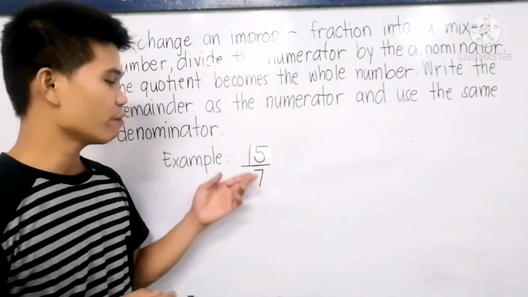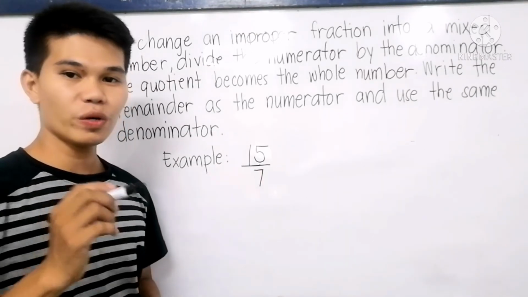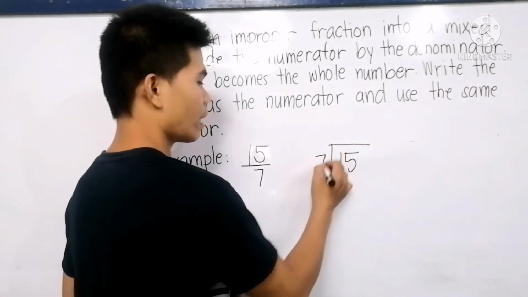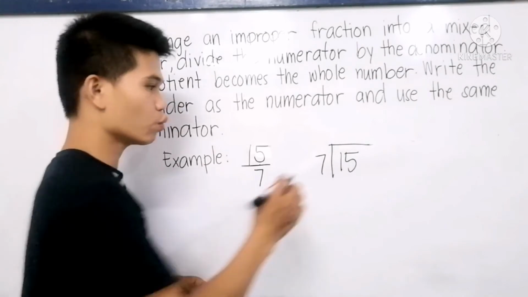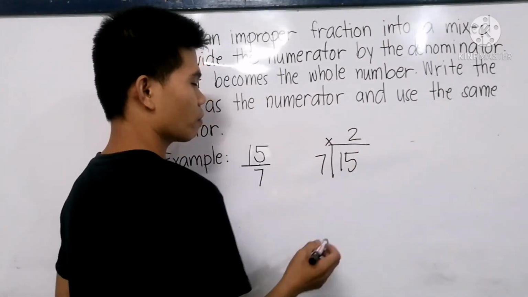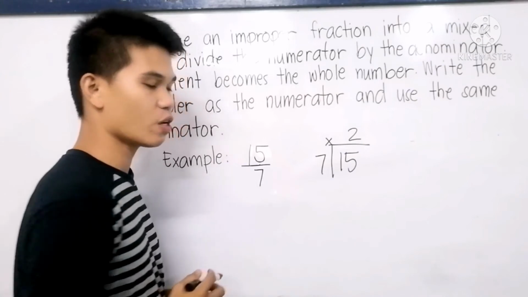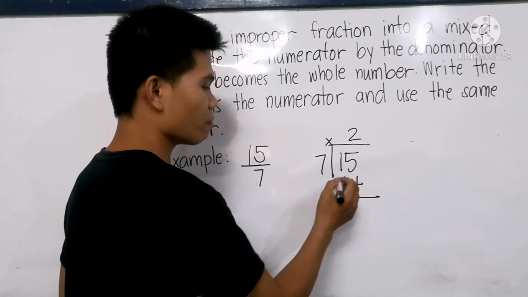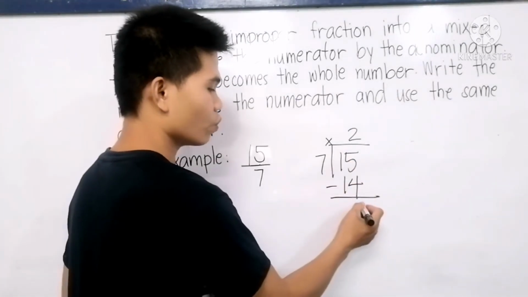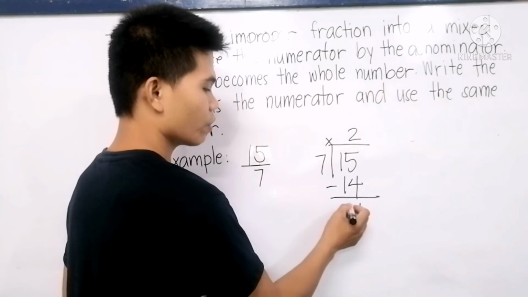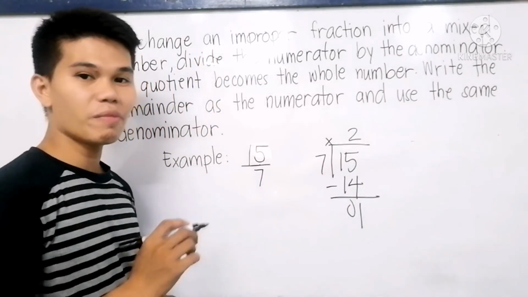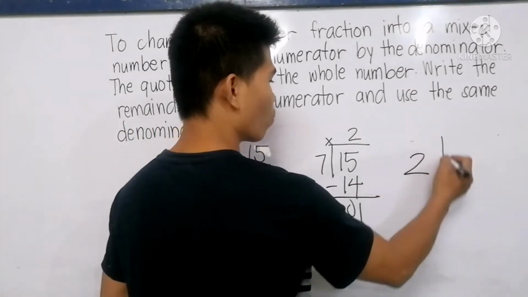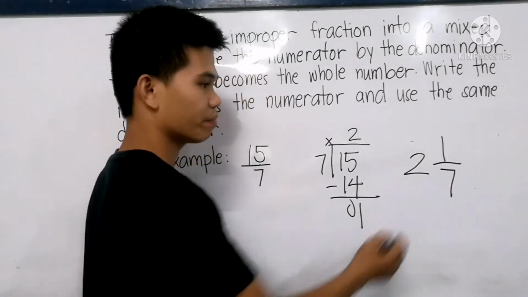Another example, we have 15 over 7. So we will divide 15 by 7. 15 divided by 7 is equal to 2. Then proceed to multiplication. 2 times 7 is equal to 14. Subtract 15 minus 14, which is equal to 1. So therefore, the mixed fraction of 15 over 7 will be 2 and 1/7.